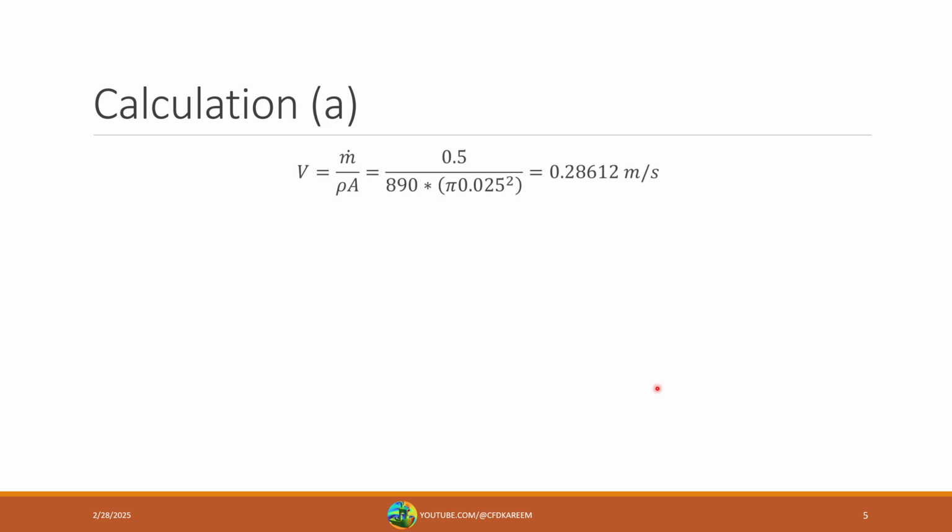So for our first calculation, the first thing we're going to do is find our velocity by taking our mass flow rate of 0.5 over rho A, A being the cross-sectional area. And we find that our velocity is about 0.28612 meters per second. We can then use that to calculate the Reynolds number and determine if the flow is going to be turbulent or laminar. In this case, our Reynolds number is quite low at 12.745. The critical Reynolds number in pipe flow is around 2300, so we can be pretty confident that our flow is going to be laminar.